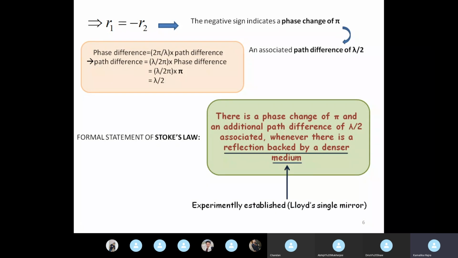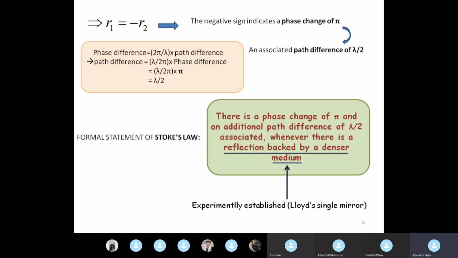We just have to remember that this part of the statement, which says reflection backed by a denser medium, is experimentally established. If you do the mathematics, any pair of media should give you the same result, but it has been seen experimentally that this happens when light is reflected backed by a denser medium. I mentioned this while doing Lloyd single mirror, and I also said this was very important. This is why it is very important, because it gives us the formal statement of Stokes' law.